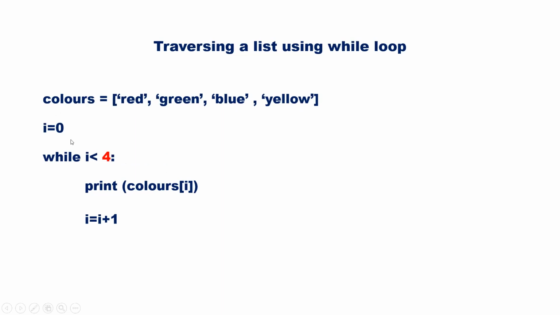i is initialized to 0, i less than 4, condition true. So print colors[0] will print the value red. Then i = i + 1.